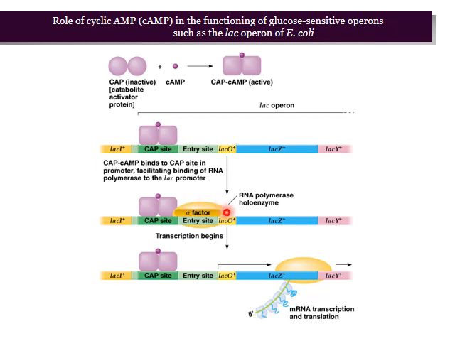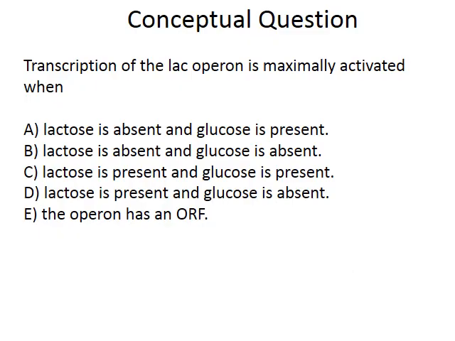That allows the RNA polymerase, shown here, with the sigma factor interacting with the promoter region. So it recruits RNA polymerase, and then RNA polymerase has the ability to actively transcribe the lac operon genes at a much higher rate. So let's stop for a minute and consider a conceptual question. What we're asking is, what are conditions of the choices below where we would see the highest level of expression of the lac operon?